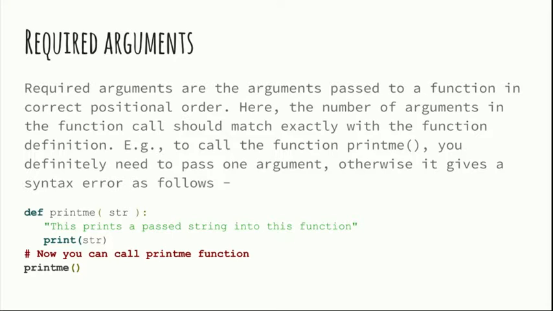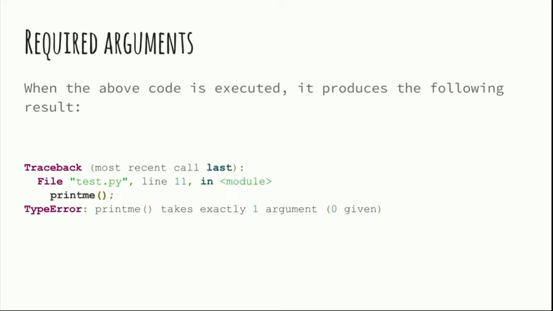def printme(str): this prints a passed string into this function, print str. Now you can call the printme function. When the above code is executed, it produces the following result. It will give you a type error: printme() takes exactly one argument and 0 given.